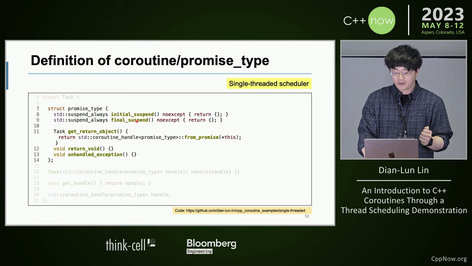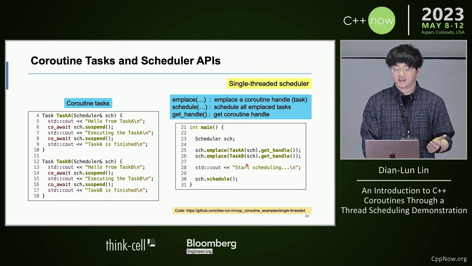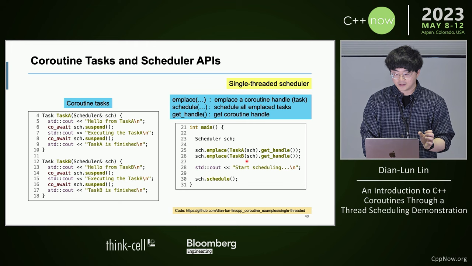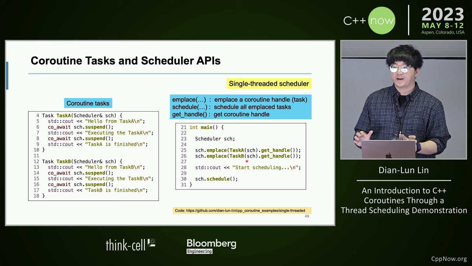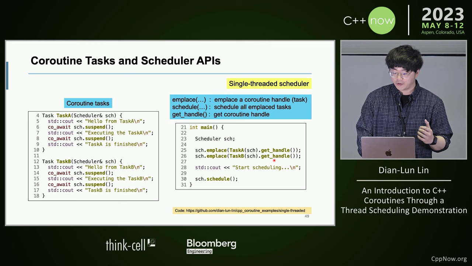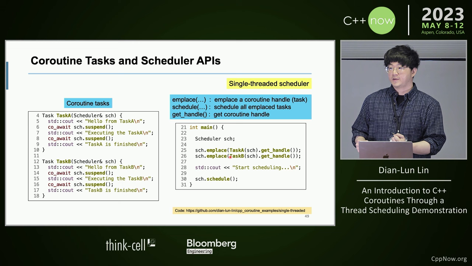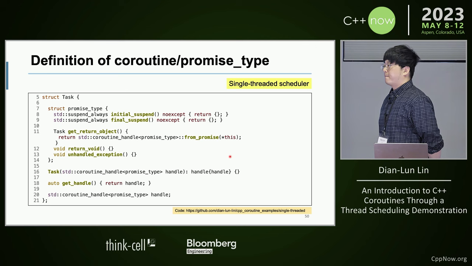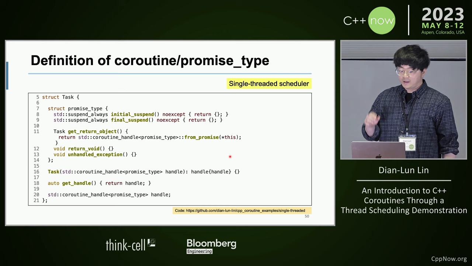So if we go back to the main function, on the right side here, I call the coroutines test A and test B in lines 12, 25 and 26. But at this moment, since the initial suspend returns suspend always, I only create these coroutines and do not execute them. And I use getHandle to get the coroutine handle back to the scheduler for later scheduling. Okay, clear? So it's up to the scheduler to schedule task B first? Yes, exactly. I'll go through the example later.